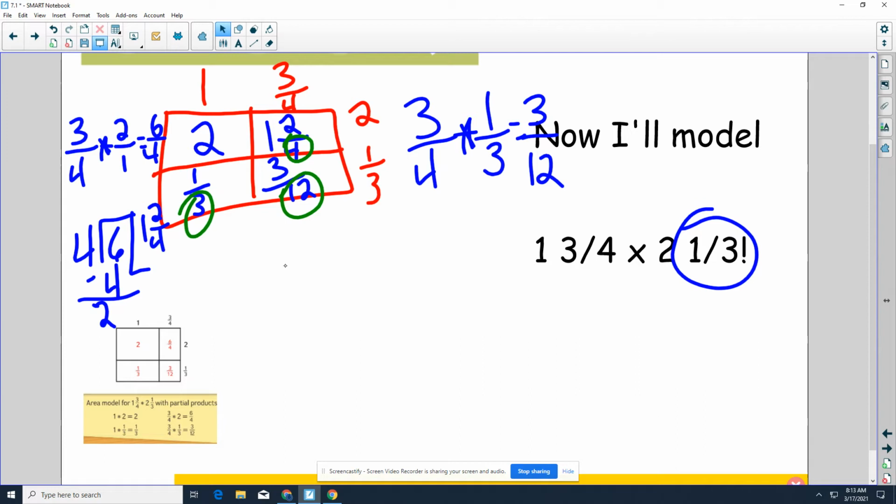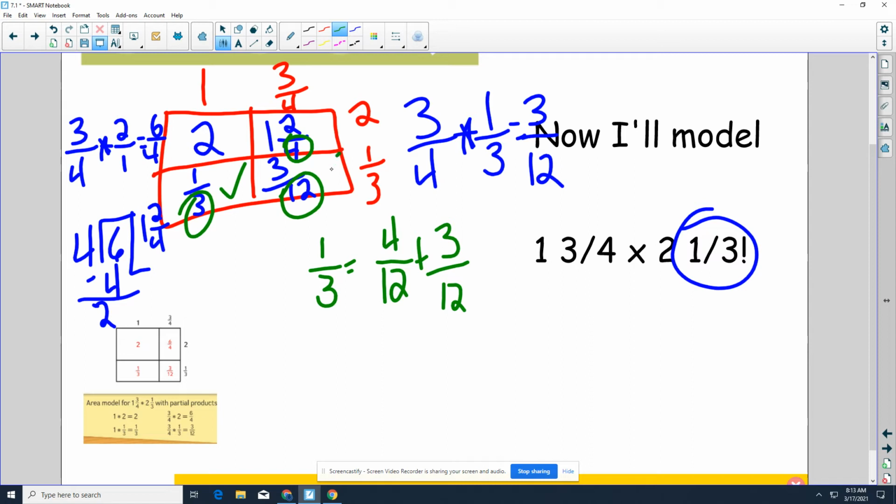So 1/3, I'm going to change 1/3. Let's see, I have 12, so I'm going to change that to 12. 3 times 4 is 12, and 1 times 4 is 4. So I'm going to check that one, plus the 3/12. I'm going to check that one. And then I have 2/4, so I got to convert 2/4 to 12ths. I know 4 times 3 is 12, so 2 times 3 is 6, or 2 is half of 4 and 6 is half of 12. So I can add those together, and I get 13/12.